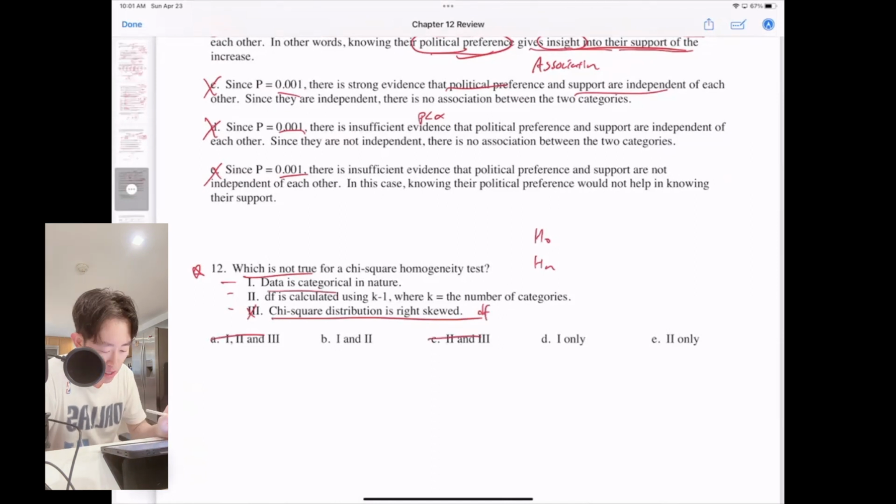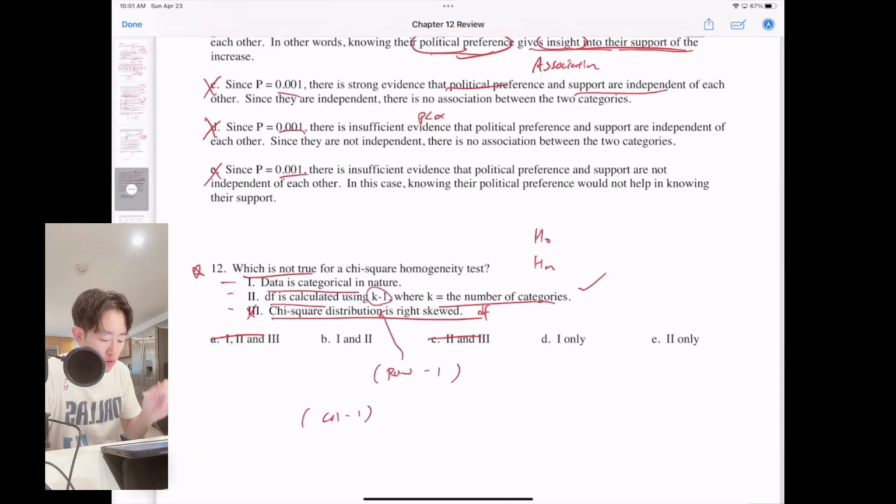Data is categorical in nature, and degrees of freedom is calculated using k minus 1, where k is the number of categories. Number 2 is absolutely going to be true, because that is how you find the degrees of freedom. Yes, I understand that if you have row and column, you have to subtract 1 and multiply them. But as long as degrees of freedom is minus 1, that's what we're doing for row and column. For number 2, it is unclear, but that's all they're saying. The degrees of freedom for one category is calculated by subtracting 1. So 2 is absolutely going to be true, so D is out.